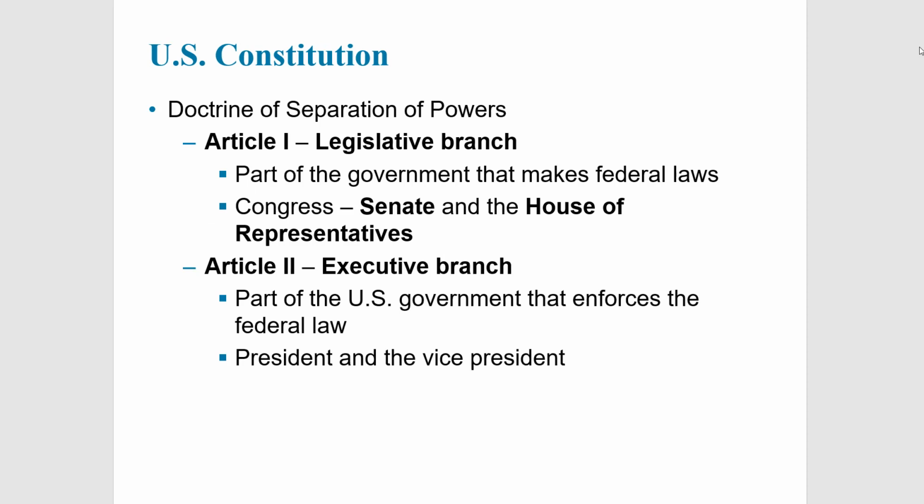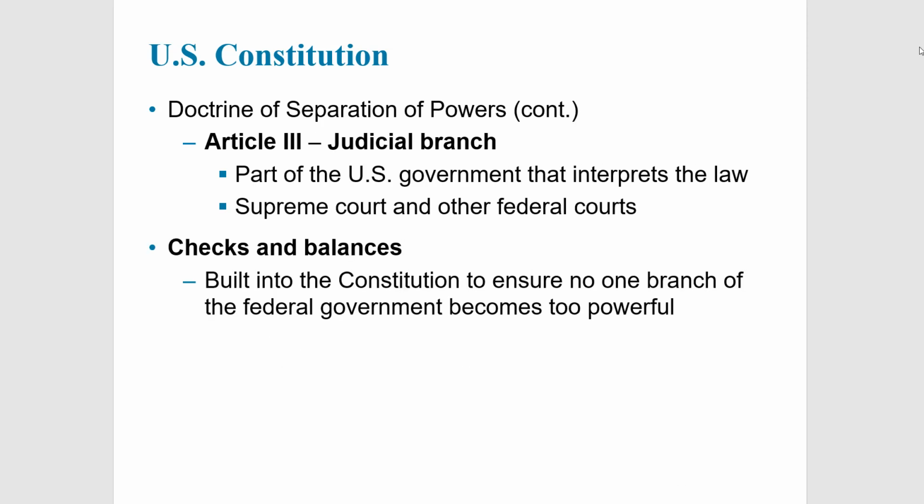The doctrine of separation of powers is evident in the Constitution because the Constitution sets up three branches of government. In Article 1, we set up the legislative branch, which is the part of the government that makes federal law, that consists of the Senate and the House of Representatives. Article 2 sets up the executive branch, which consists of the president and vice president and his cabinet. This is the part that enforces federal law.